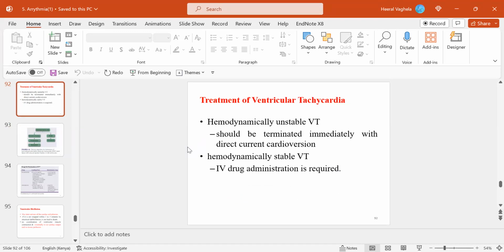For hemodynamically unstable patients, you consider direct current cardioversion, which now restores the rhythm of the heart. With hemodynamically stable patients, then you just give the medications, but as IV.